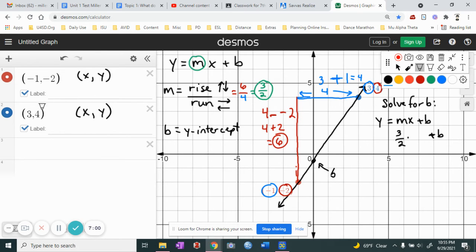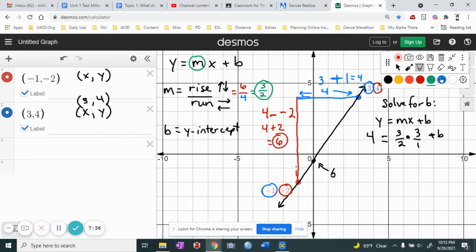I like to use as many positive values as I can, so I'm going to use 3, 4 as my x and my y. So where I have x, I'm going to put 3. So 3/2 times my x value. And I'm going to put the 4 where I have my y. So now y equals mx plus b becomes 4 equals 3/2 times 3 over 1 plus b.